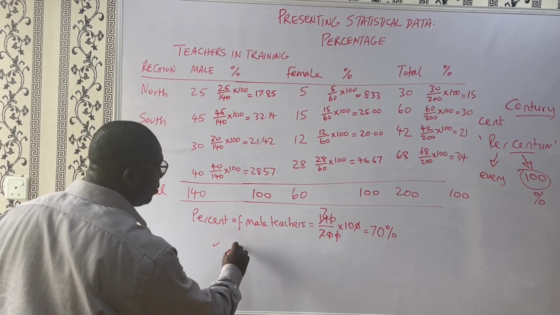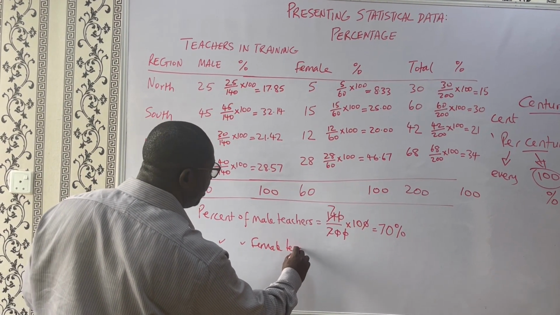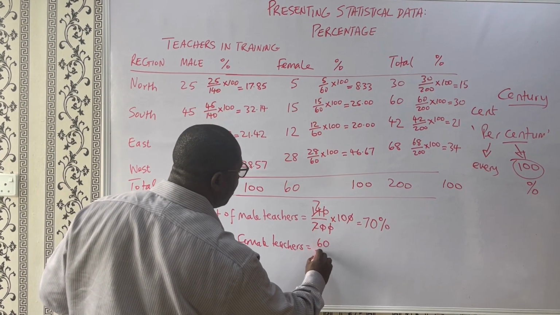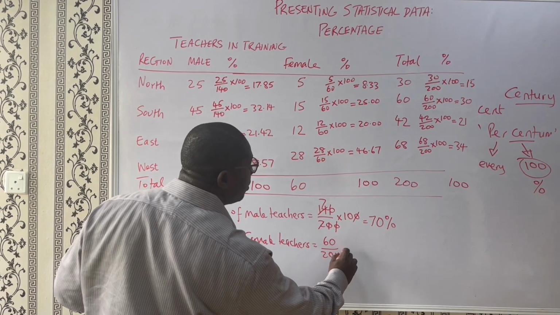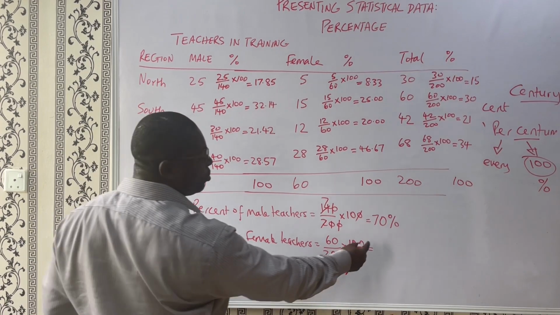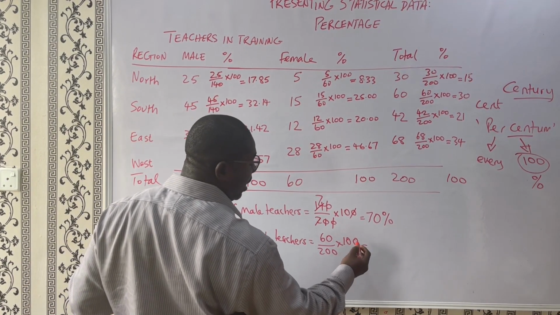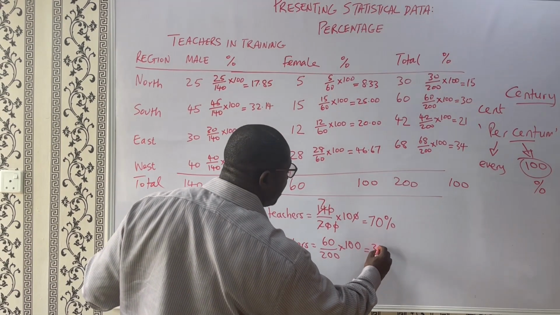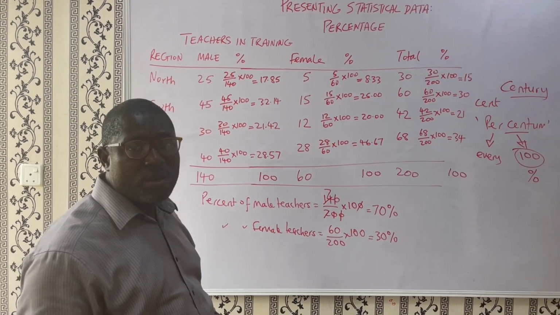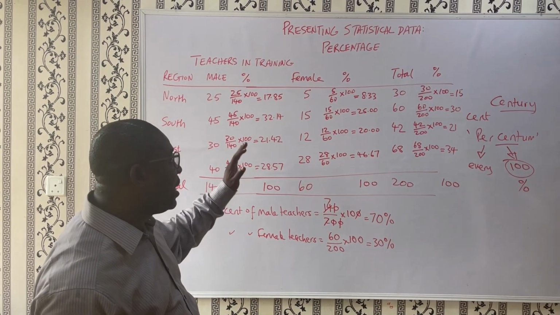So percentage of female teachers will be 60 divided by 200 times 100. Naturally, because you're already taking a portion of 70 to male, the balance will be 30, so that will be 30%. So with this lecture, wherever you are, you can go over this again to see how you can calculate percent.